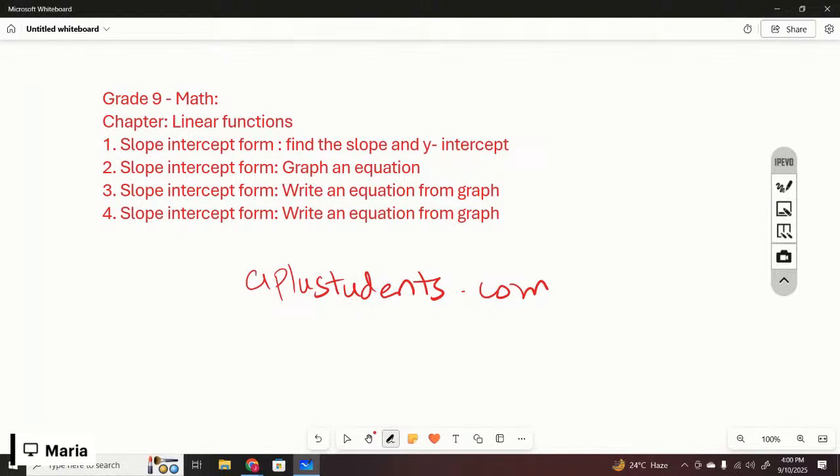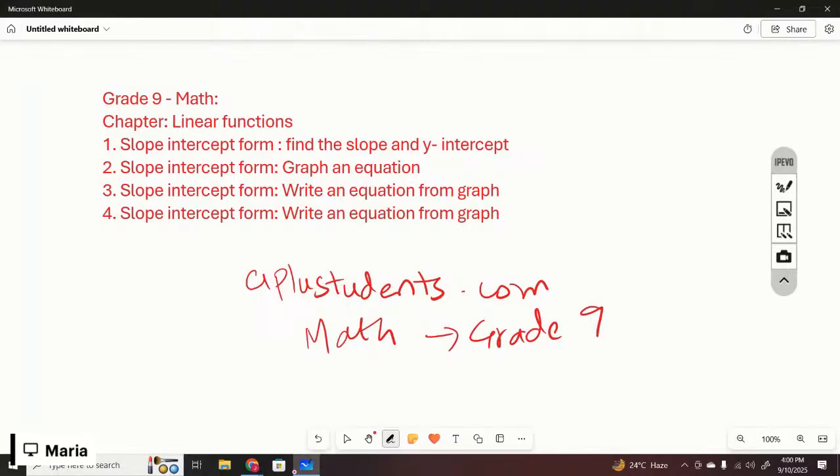Then you have to select math from the subject tab. Scroll down to grade 9 math and then click on view all lessons. There you can find the list of the chapters. We're going to start with the chapter linear functions.